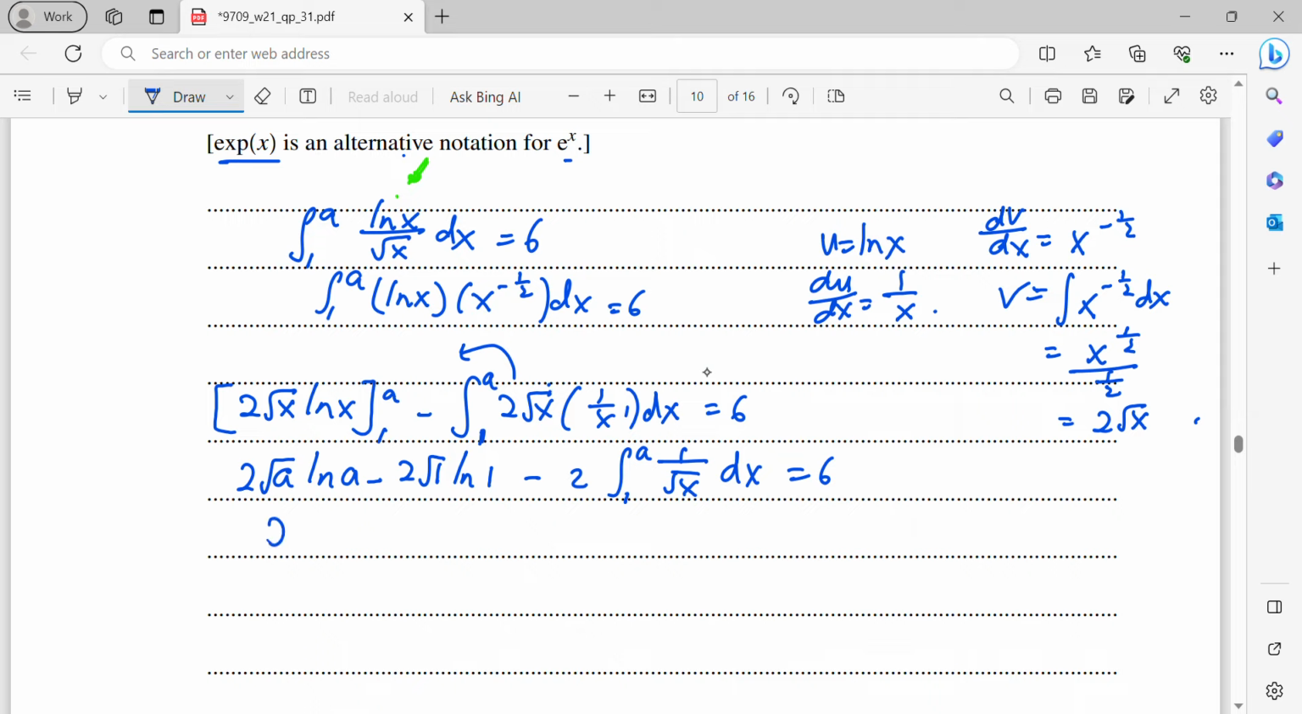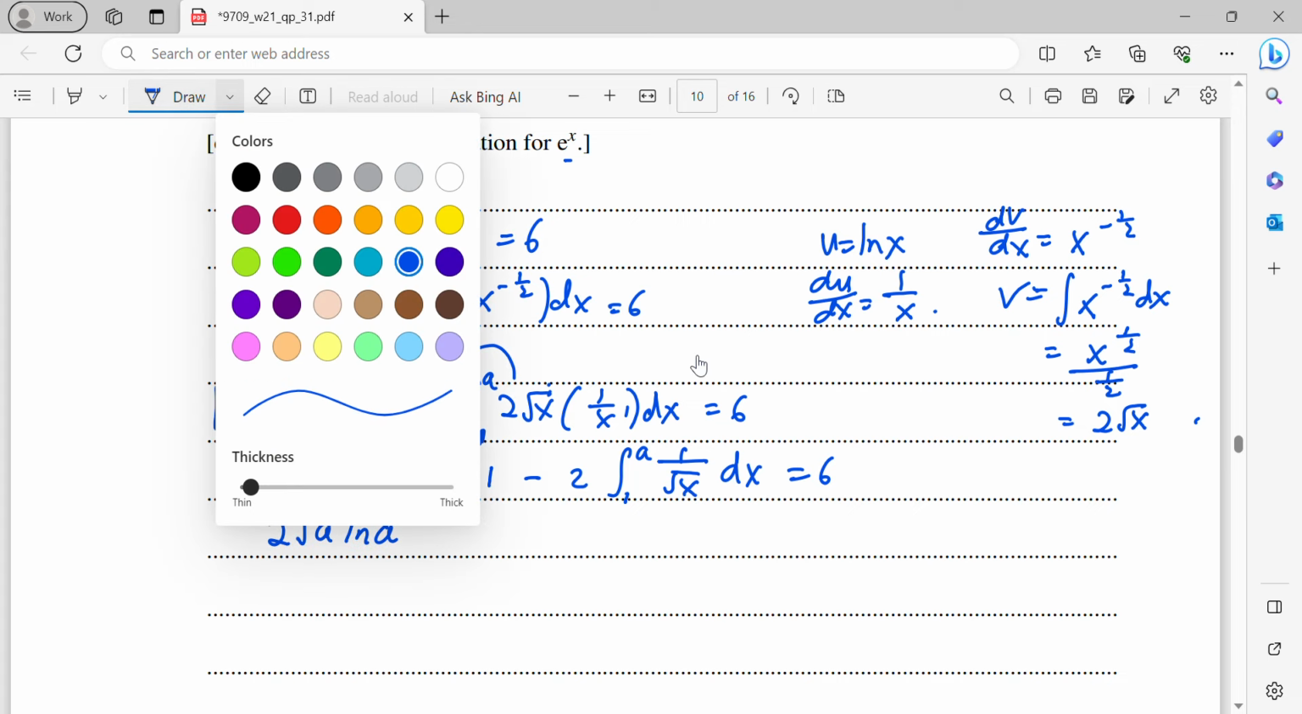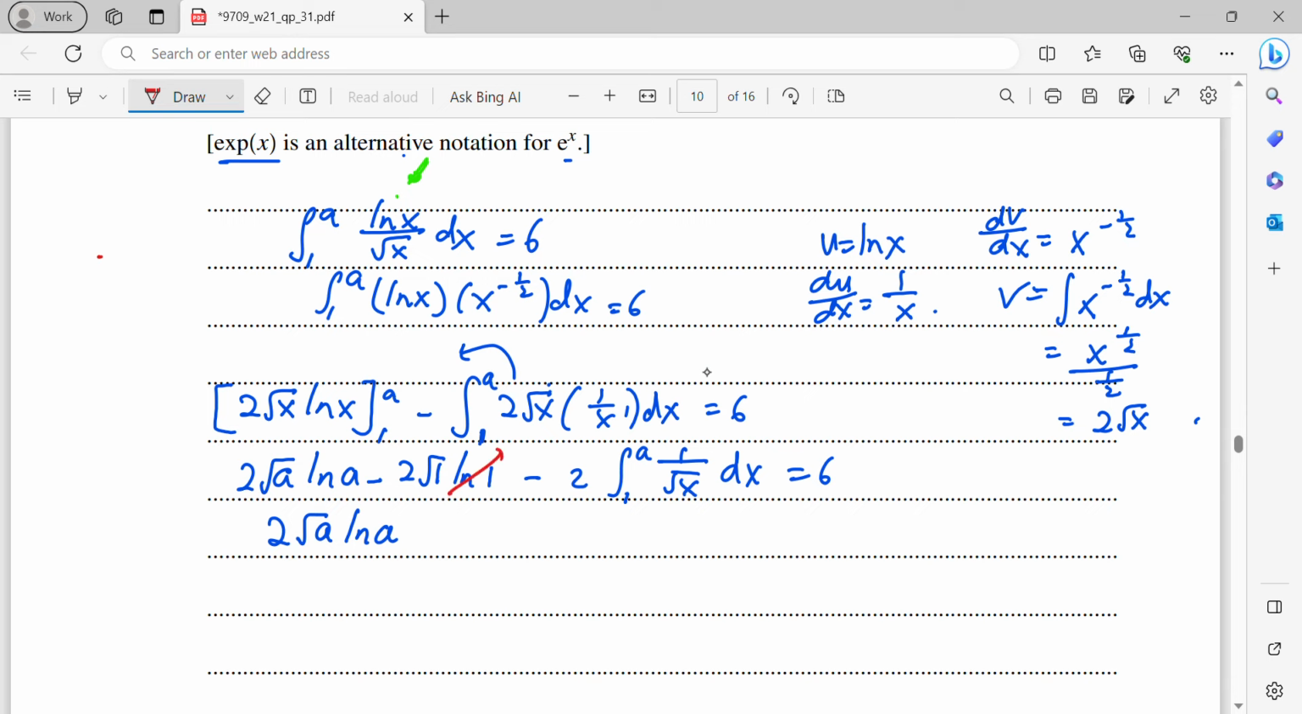So now I will simplify first. 2 square root a ln a. Now for this next term, ln 1 is 0. That means the whole term will be 0. Then the third term is going to be negative 2 times the integral of x to the power of negative half dx.